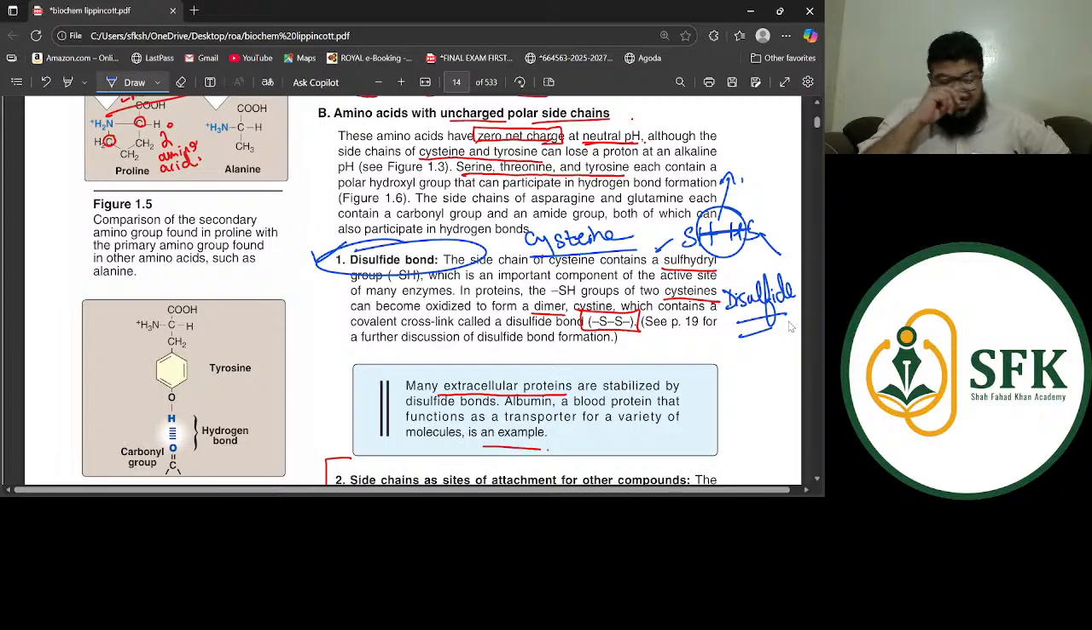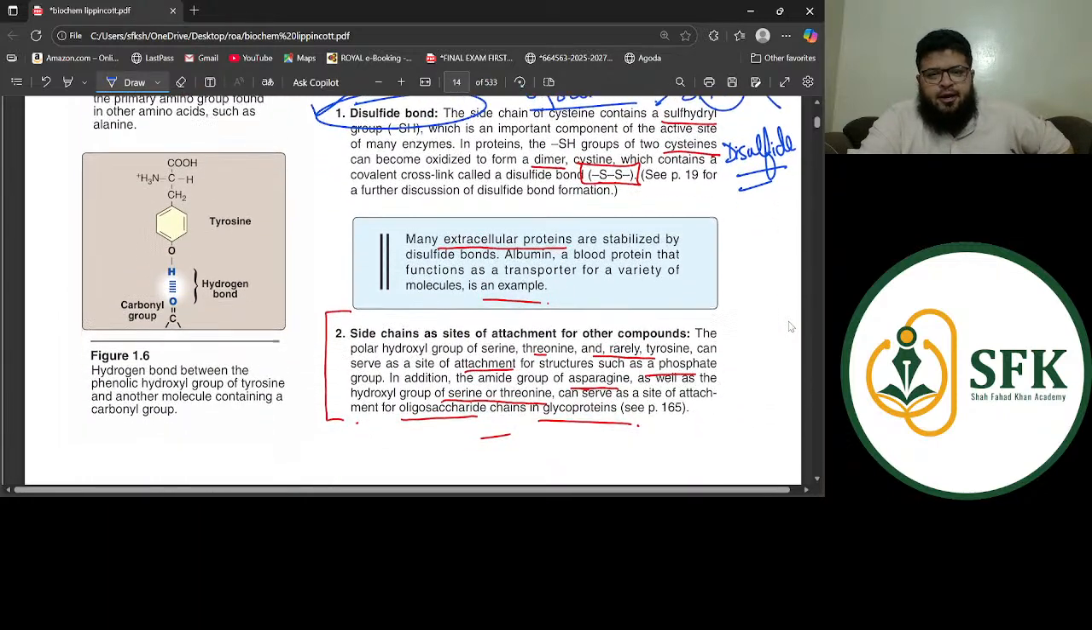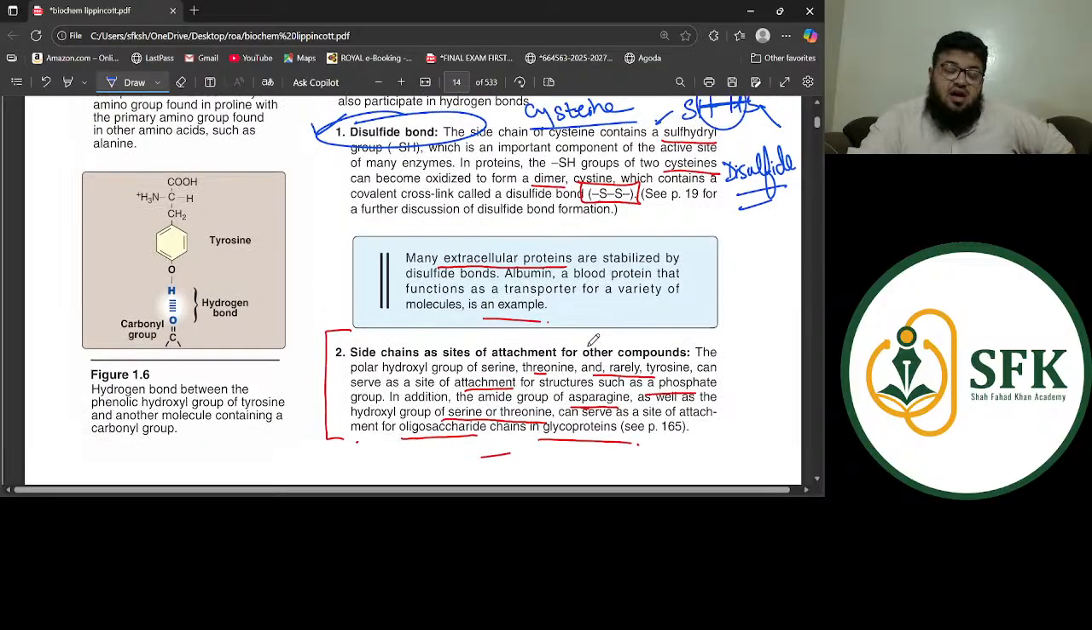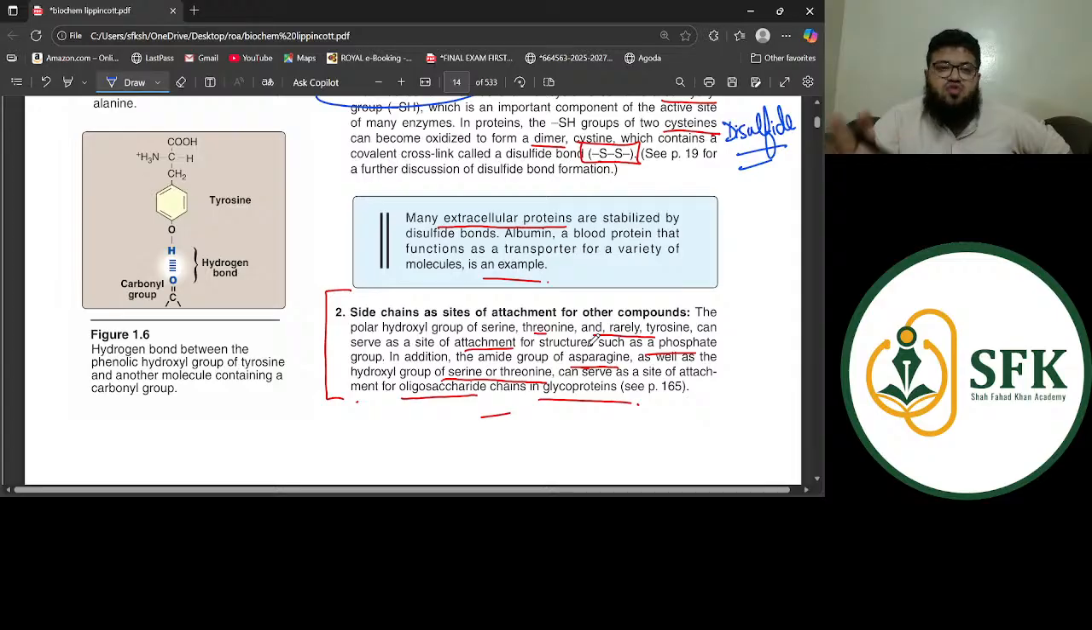This disulfide bridge is a very strong bond and it is very important in maintaining and stabilizing the three-dimensional structure of a protein. Albumin that functions as a transporter is also stabilized by disulfide bonds, by the way. It's the strongest of all bonds except for peptide bonds. Peptide bonds are stronger than disulfide bonds, but disulfide bonds are stronger than hydrophobic interactions, hydrogen bonds, ionic bonds, all of those bonds. Disulfide bridges are the strongest because they are strong covalent bonds.